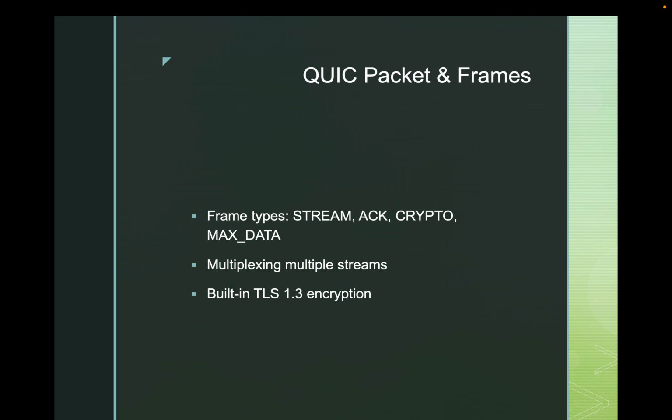And QUIC packets and frames. Inside each QUIC packet, we have frames. Stream frames carry application data. ACK frames acknowledge received packets, and crypto frames carry TLS handshake messages. And MAX_DATA frames manage flow control. The really powerful part is multiplexing. QUIC can send multiple independent streams in one connection. So if one stream experiences a delay, the others continue unaffected.